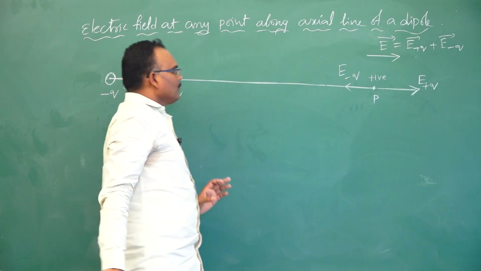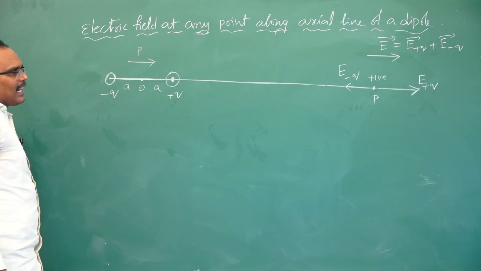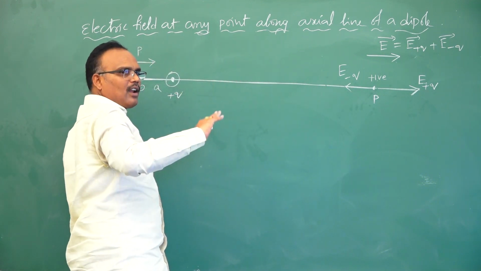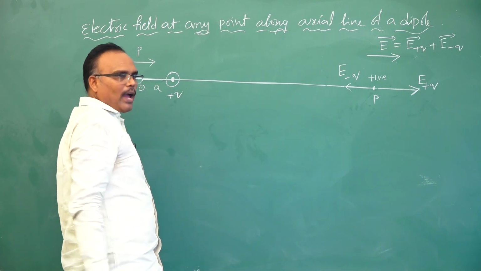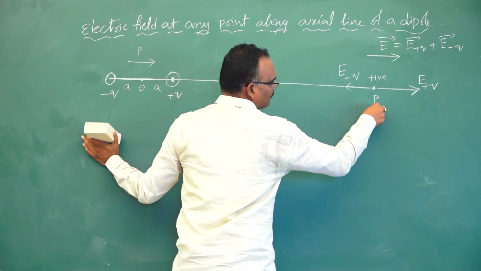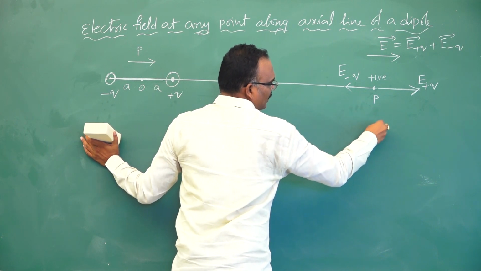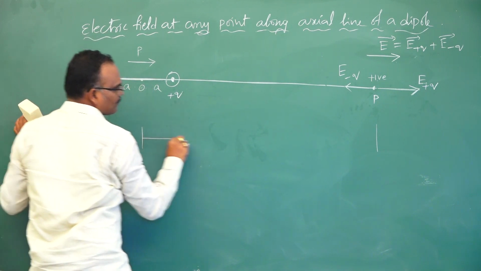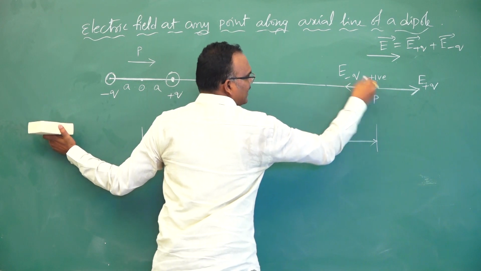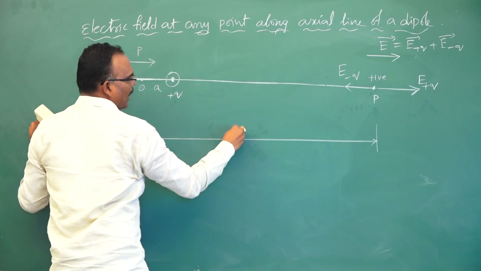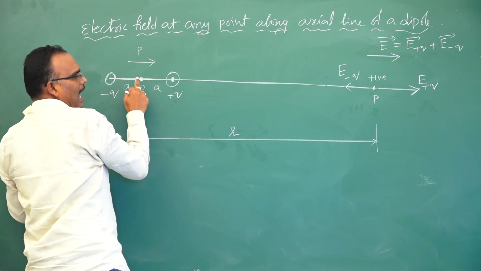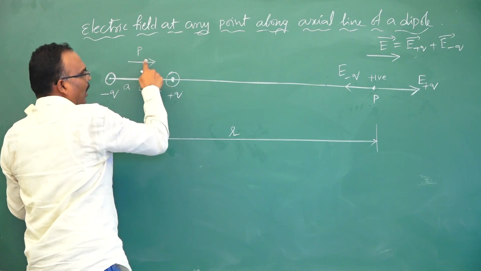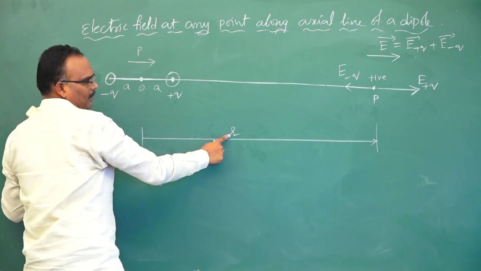Now, I need to calculate electric field at this point due to the positive charge. That means 1 by 4 pi epsilon naught q by r square. That means distance is required. This point is at a distance r from the center. This point is at a distance r from the center of the dipole. I have to measure distances from the center of the dipole. So for a dipole, this point is at a distance r.